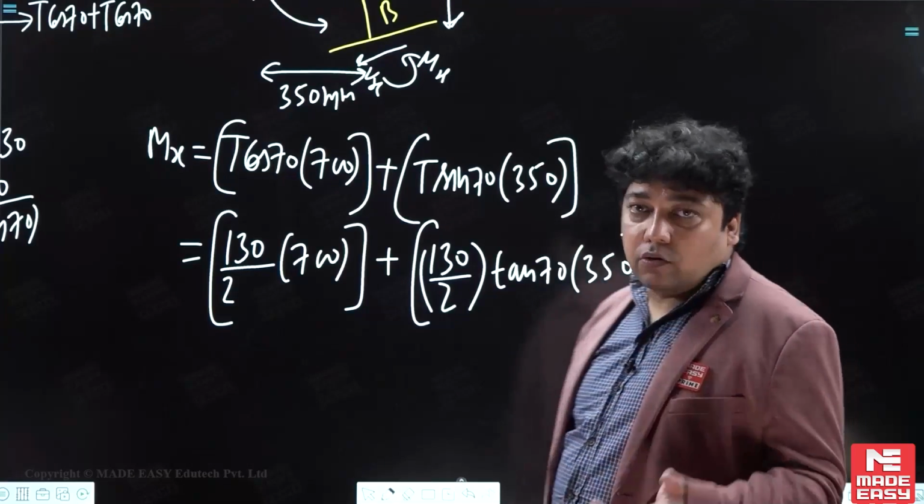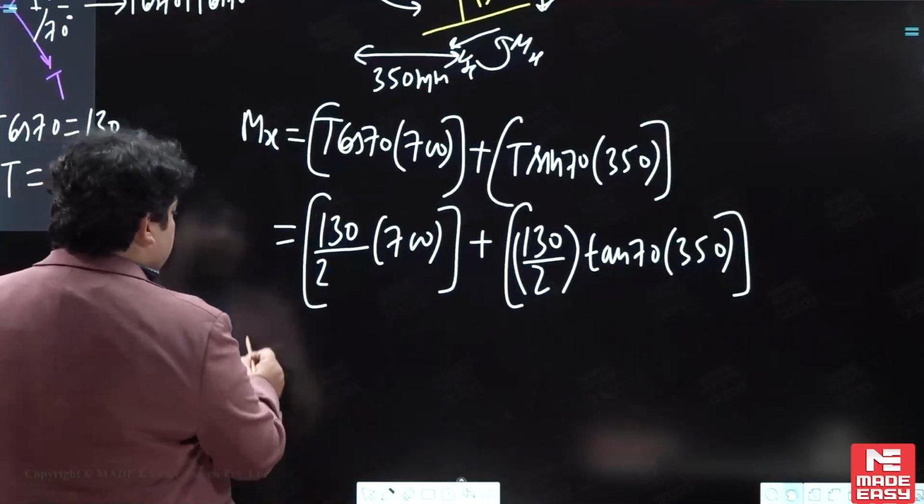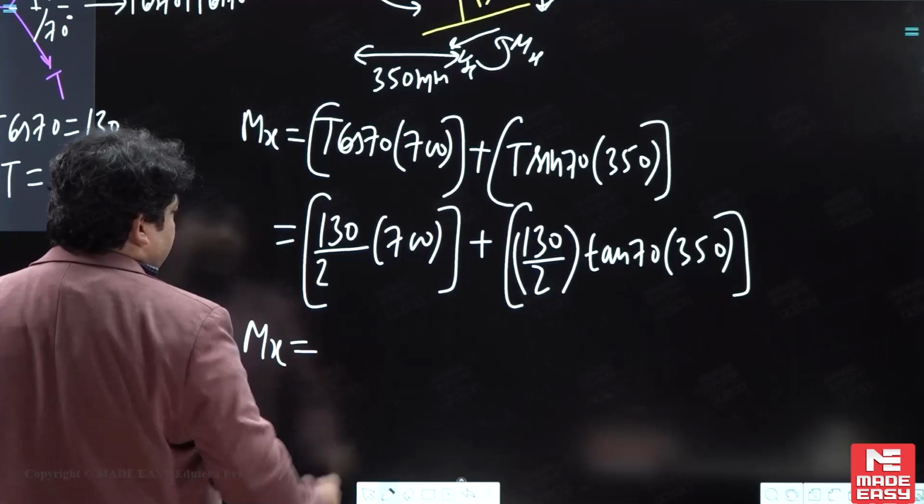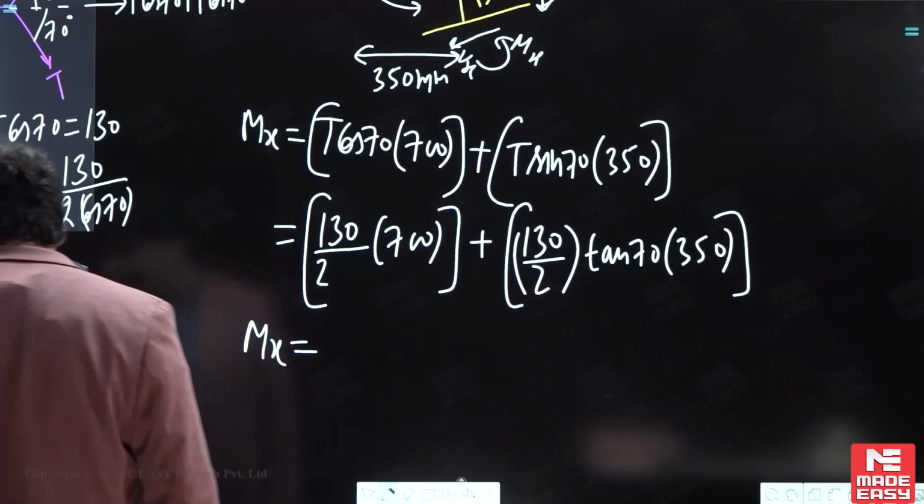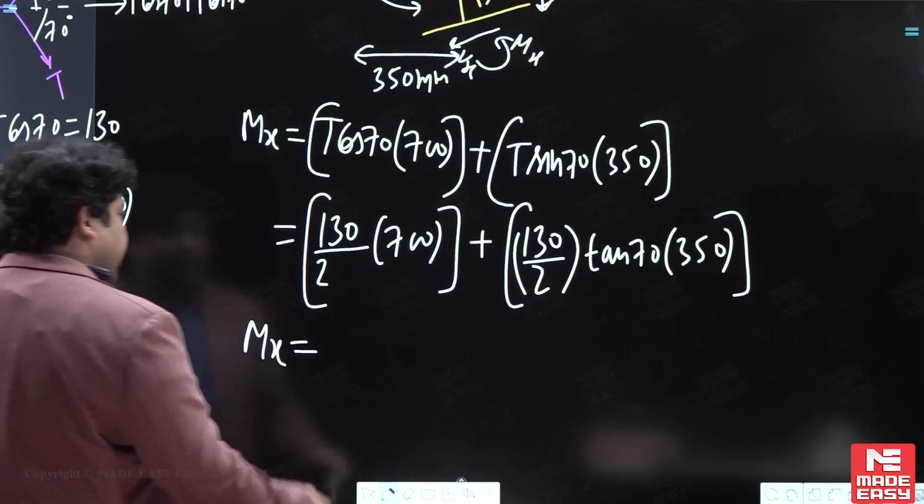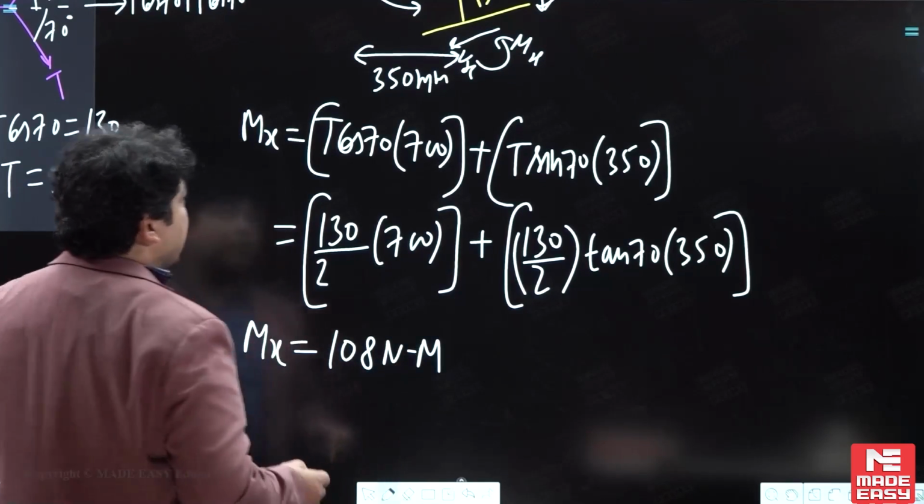We can easily find it because we have a calculator. So we put the values in this calculation, and finally we find the moment. Just put the value 1070, and you can find the final moment value. The final answer is 108 Newton meter. This is the whole calculation.